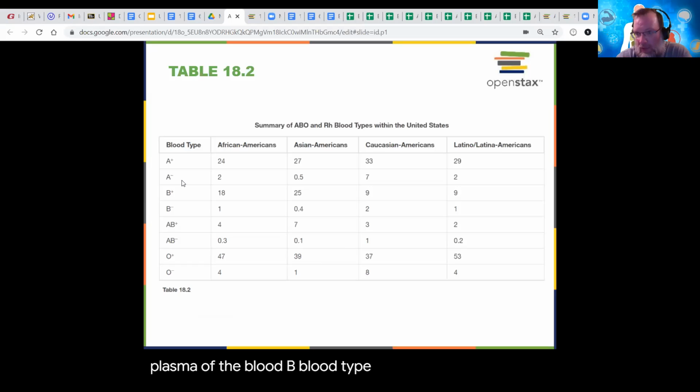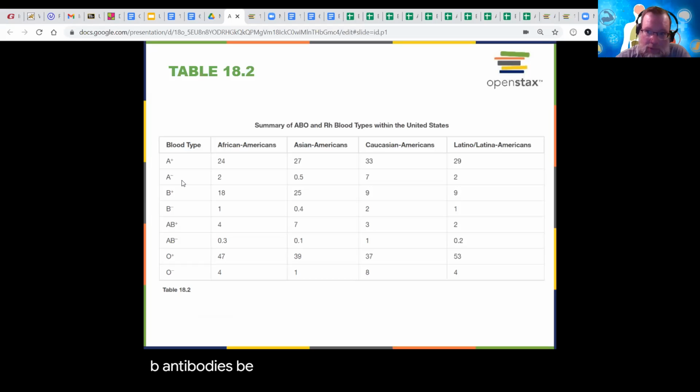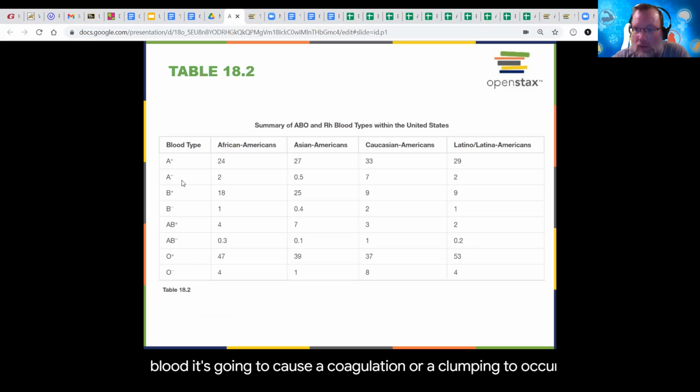B blood type produces anti-A antibodies. So B blood type is against A, and A blood type is against B. Just keep that in mind. A produces anti-B antibodies. B produces anti-A antibodies. If I combine their blood, it's going to cause a coagulation or a clumping to occur.